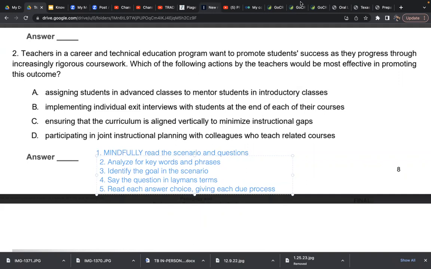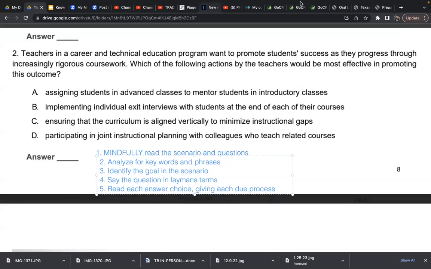Identify the goal in the scenario. Say the question in layman's terms, and then make sure you give each answer choice due process and that you're measuring the answer choice against the keywords and phrases that you identified, because it has to attend. This is a critical reading exam. They're all critical reading exams. Yes, they are assessing your knowledge of trade PPR, but it's also an assessment of your ability to critically read. Can you really see what they're asking and get through the tricks? So let's see if we can.